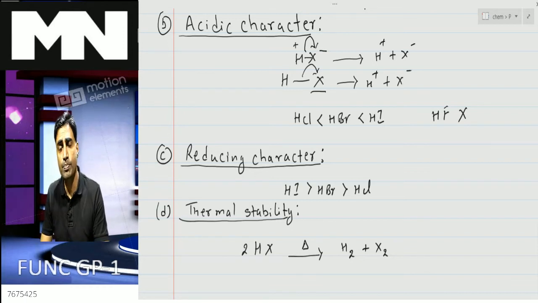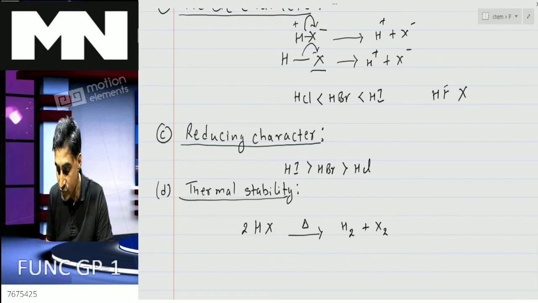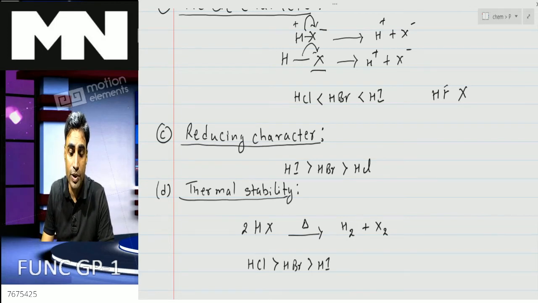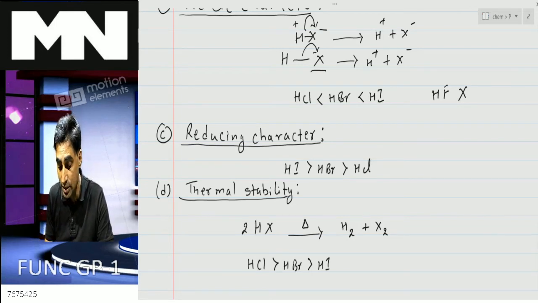As we move down the group, from chlorine to bromine and bromine to iodine, the bond length increases. So the HX bond length increases and bond strength decreases. Hence, it becomes easier to donate hydrogen. So we can say thermal stability decreases. That means HCl is thermodynamically more stable than HBr, and HBr is thermodynamically more stable than HI. So thermal stability decreases on moving down the group because bond length increases, the bond can easily break, hydrogen can easily be donated. This is all about their reaction with hydrogen.